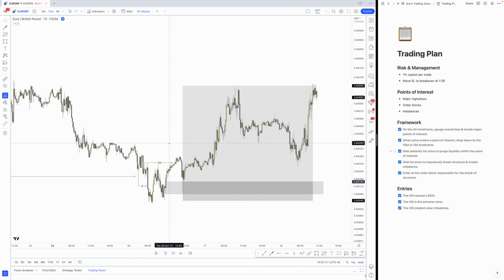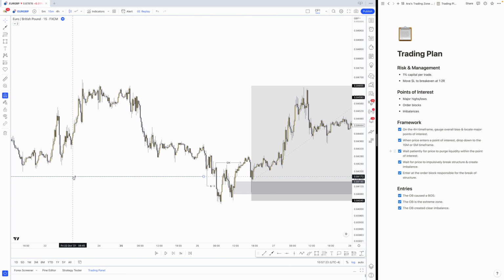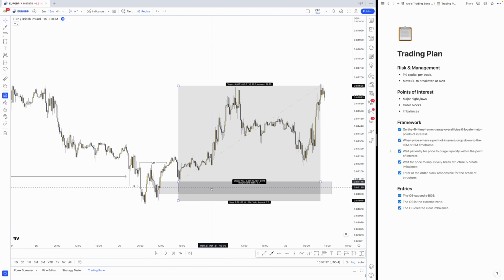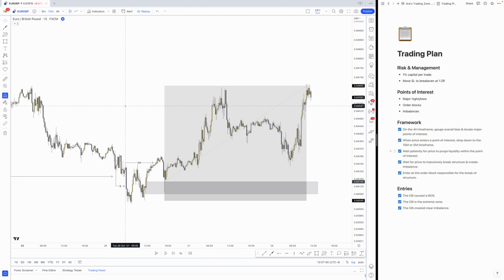So this is a good example of the reversal model. We had the higher time frame liquidity grab, an internal liquidity grab, change of character to the upside. It left behind imbalance and an order block. We used the order block as an entry system, and price pushed up towards the take profit.